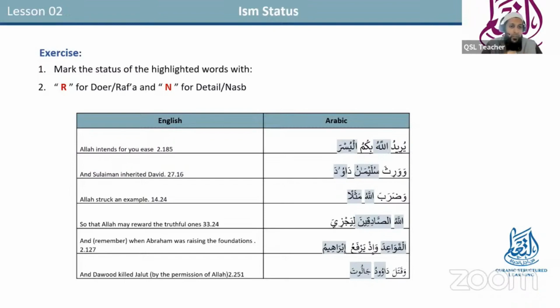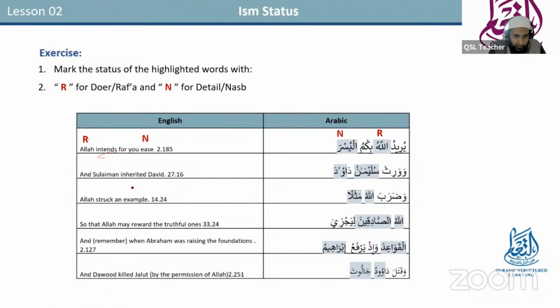Let's look at the English on the first one. What's the action word? It seems to be intends. So who's doing the intending? Clearly it's Allah. So Allah is rafa. And then for you, ease is nasab. So ease is nasab. So therefore, Allahu rafa', al-yusra nasab.